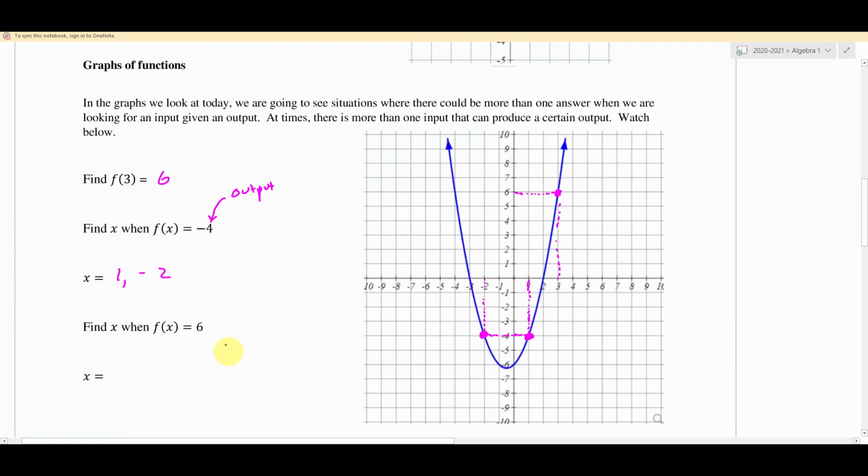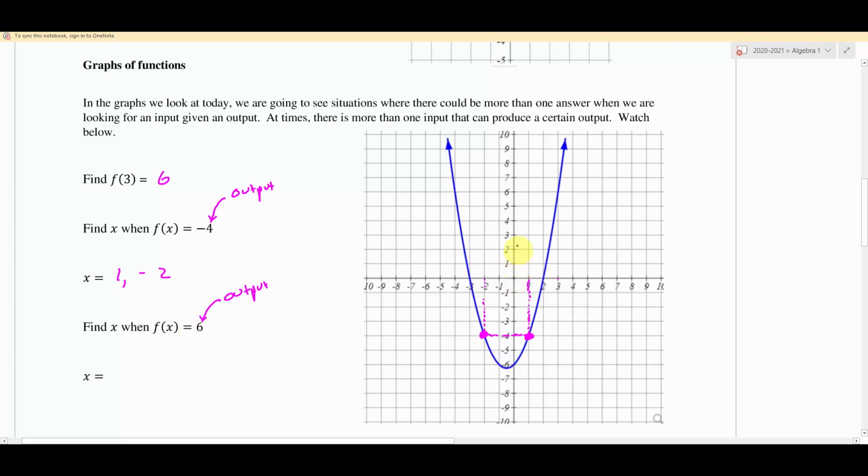All right, so let's try it again. Let me erase some of this stuff that's on my graph here. And we're going to try it again. So this time it says find x when f of x equals 6. Right, so this is an output. Again, they want to know what input or inputs, right? There could be more than one that would produce a 6.